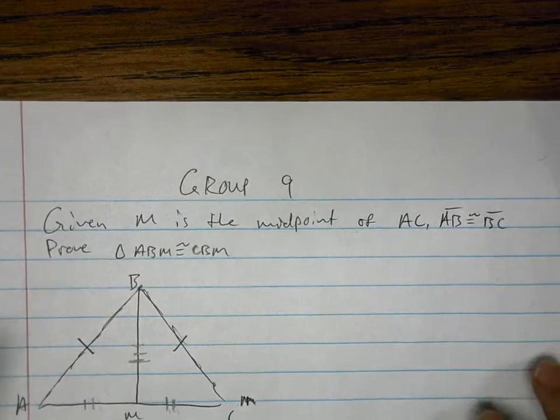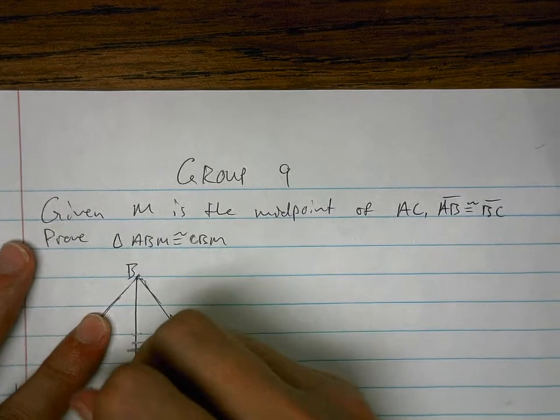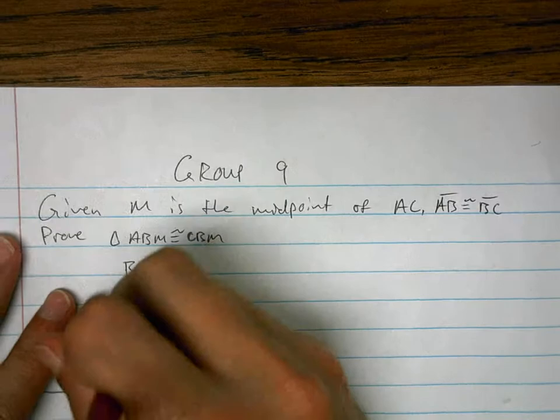Group 9, given M is the midpoint. Fail them all. Fail them.